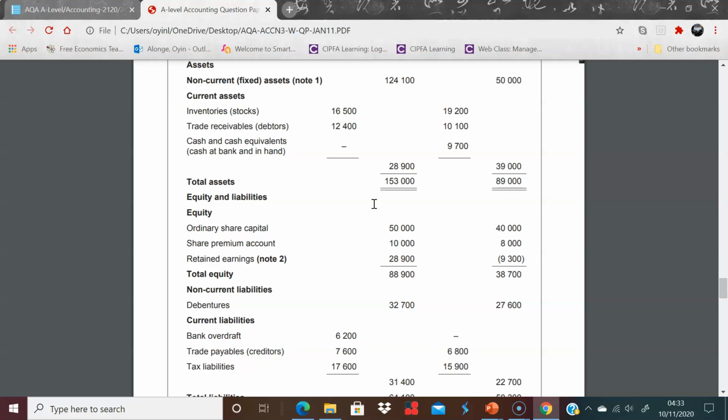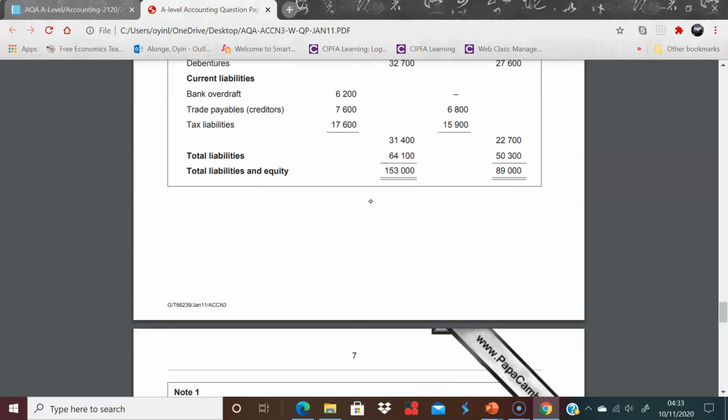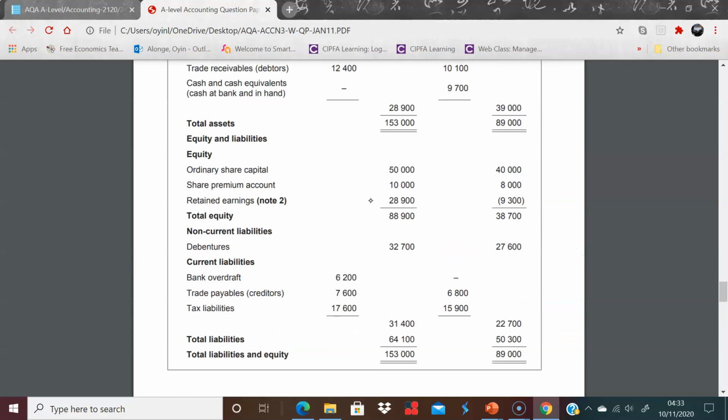How did we start off from this 9,700 of cash to this overdrawn account? Here we have this bank overdraft. How did we go from 9,300 to a bank overdraft of 6,200? I actually know what the movement is: 9,300 plus 6,200, which is 15,500. So it's gone 15,000 negative. I just want to understand how that happened. That's the point, really, isn't it?